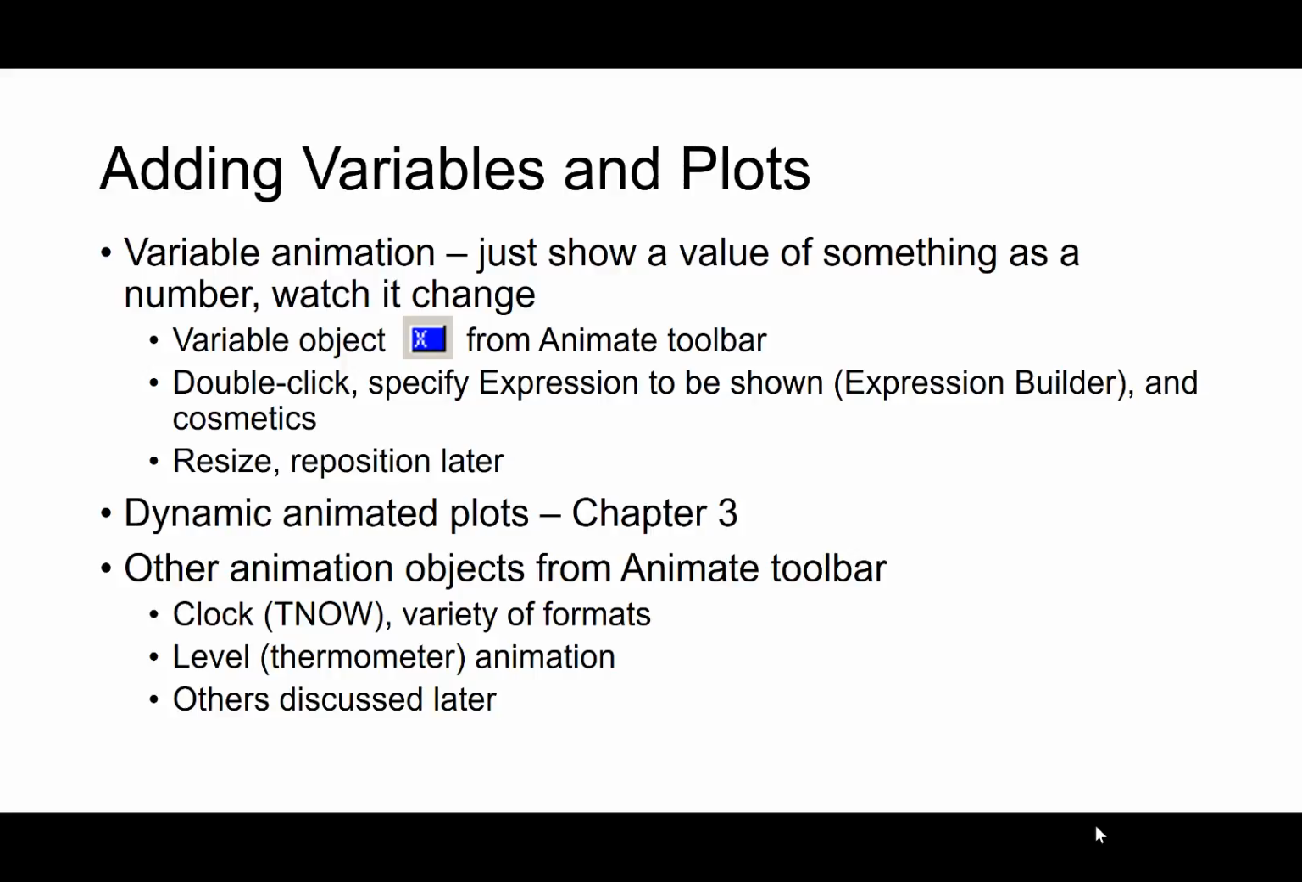So adding variables and plots. Variable animation just shows a value of something as a number and then you can watch it change. So you can add the object from the Animate toolbar, and then you can double click and specify the expression to be shown in the expression builder. Dynamic animated objects have much more detail available within Chapter 3, and then there are other animation objects you can use from the Animate toolbar.